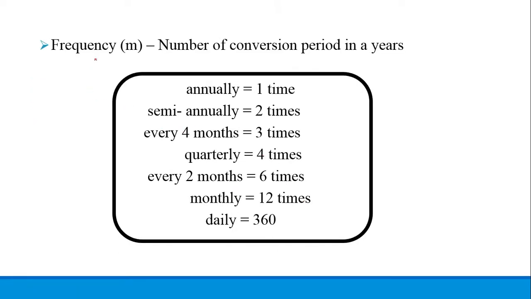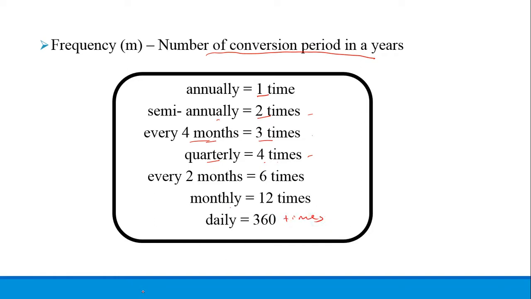Frequency means how many times the payment is made, the number of conversion periods in a year. Kekerapan: annually is 1 time, setahun sekali dia bayar. Semi-annually is 2 times, 2 kali setahun. Every 4 months means 3 times a year. Quarterly means 4 times a year. Every 2 months means 6 times a year. Monthly means 12 times a year. And daily, every day, is 360 times.